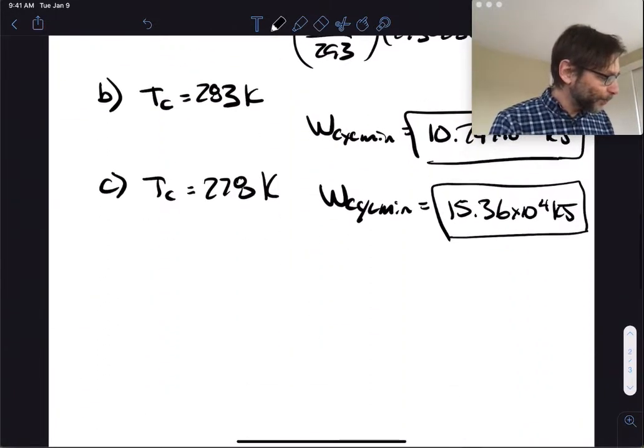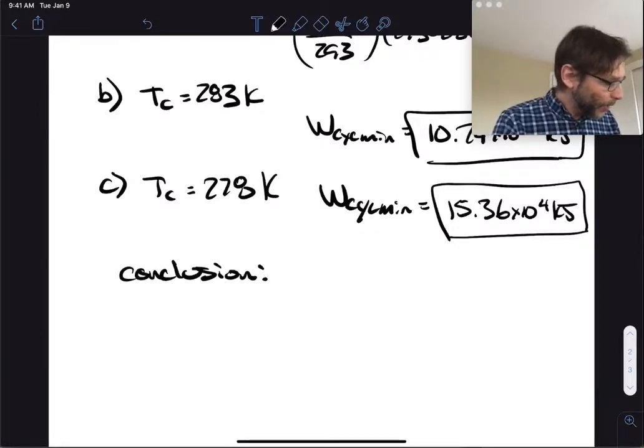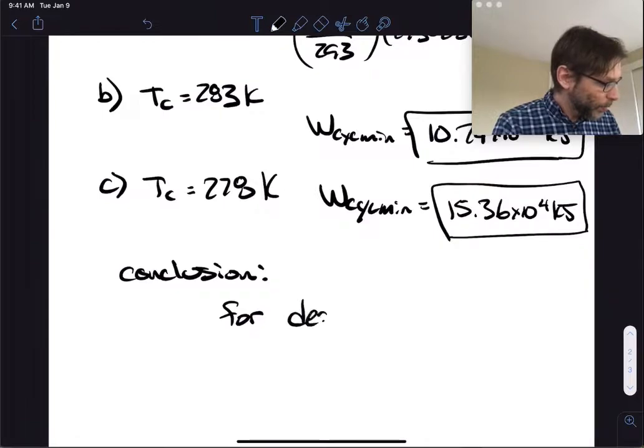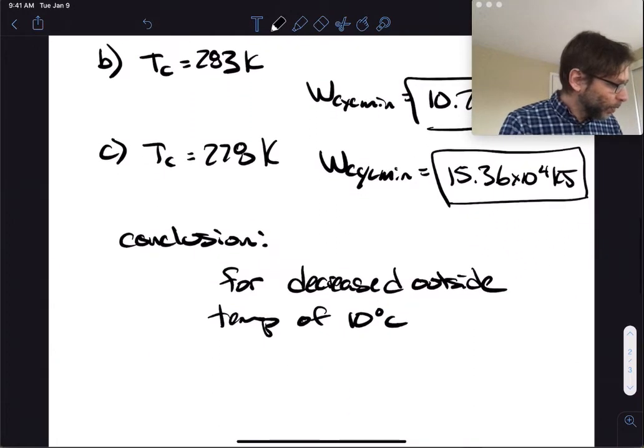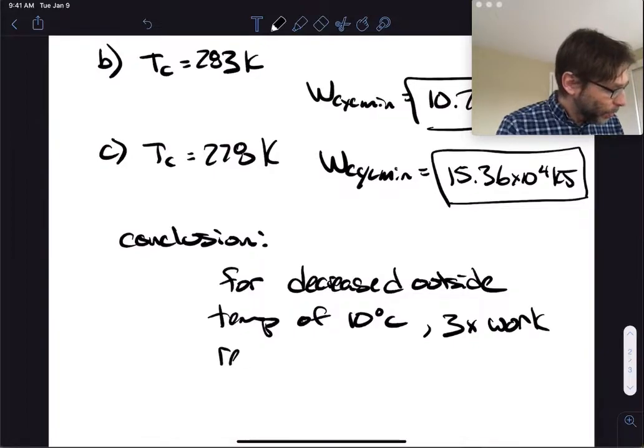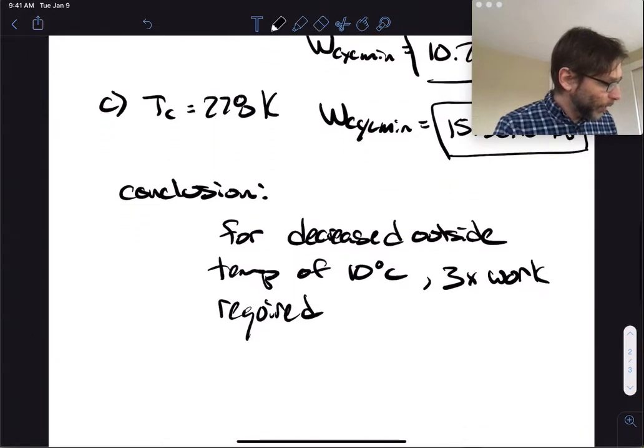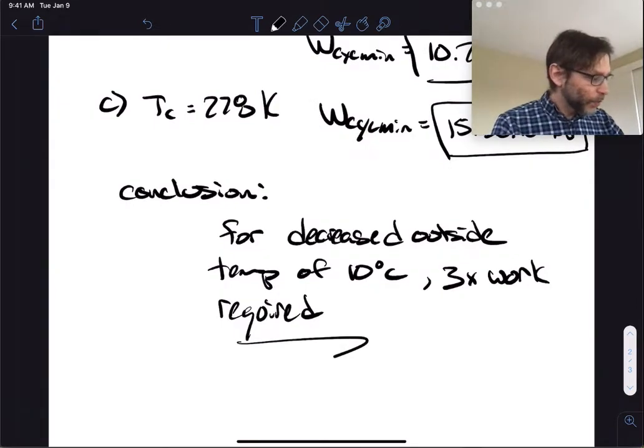But anyway, what I'm going to say as a conclusion is that for every decrease in outside temp of 10 degrees C, we have 3x work required. Right? Okay, that's pretty significant. So that's that example.